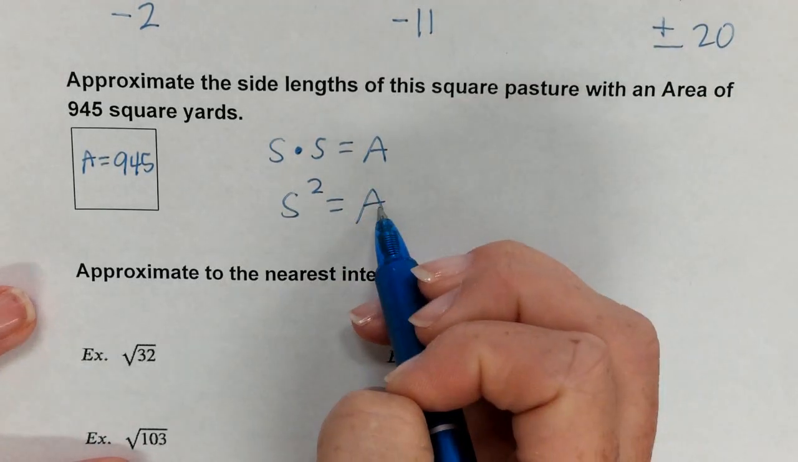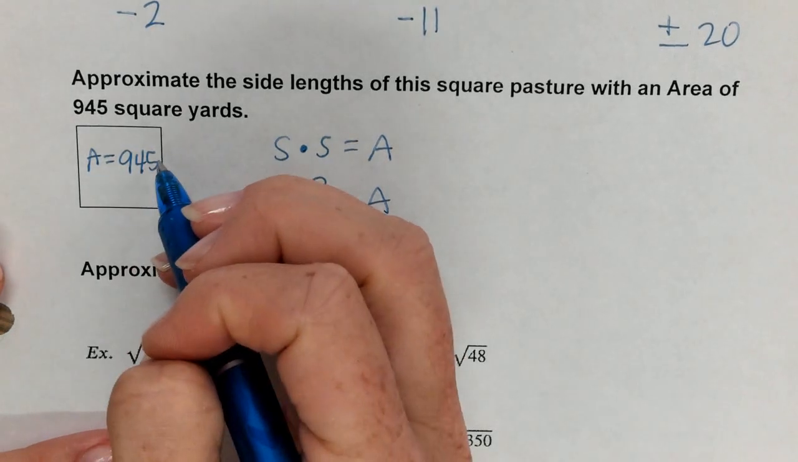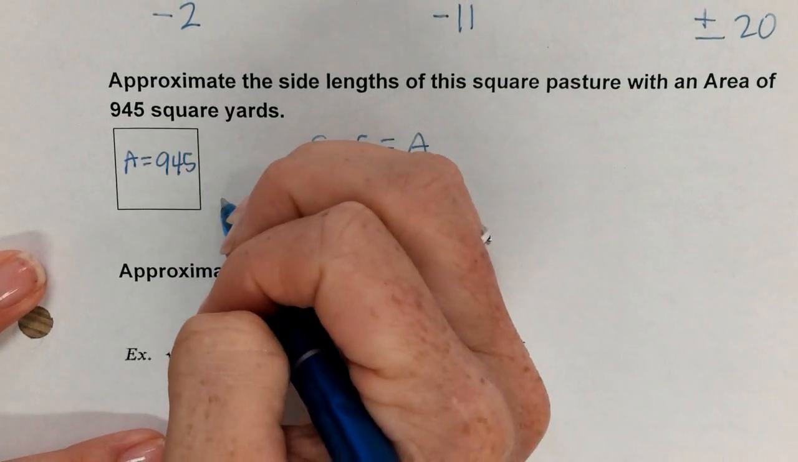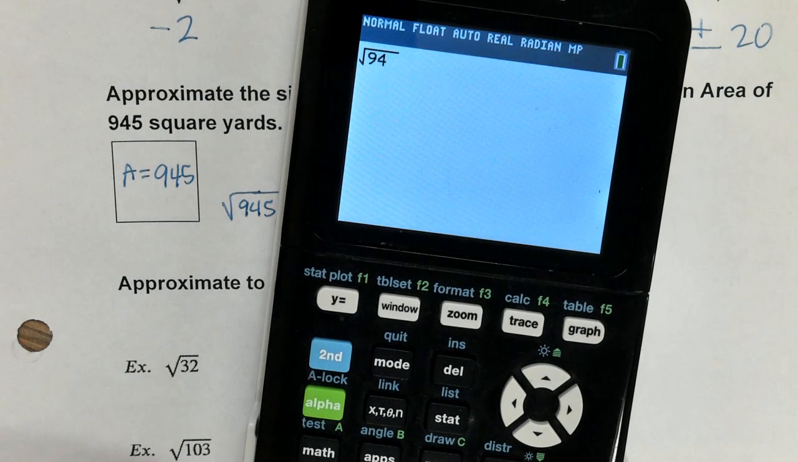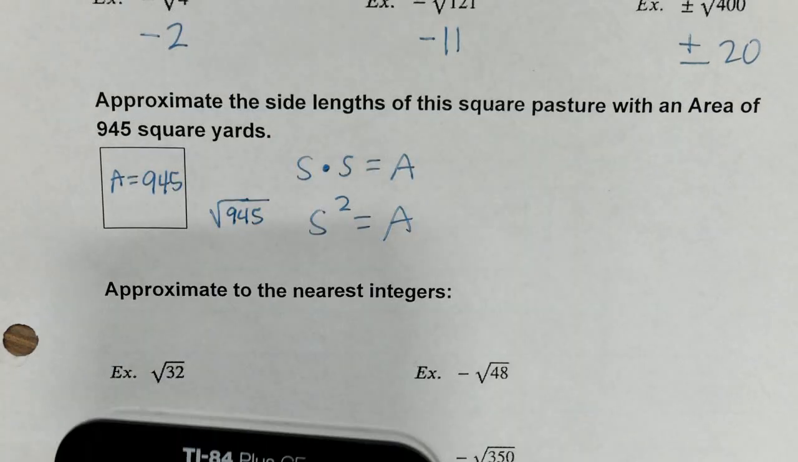So if I have the area and I want the side lengths, all I have to do is say, well, what is the square root of 945? Well, I don't know it, so let's go put it in our calculator. And there's your answer.